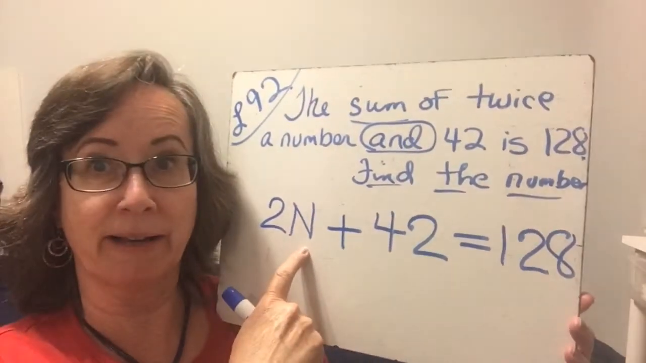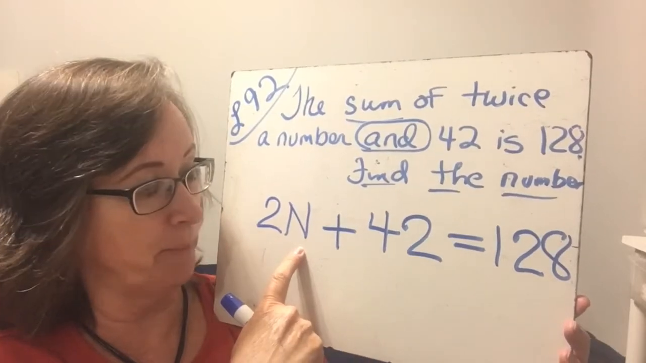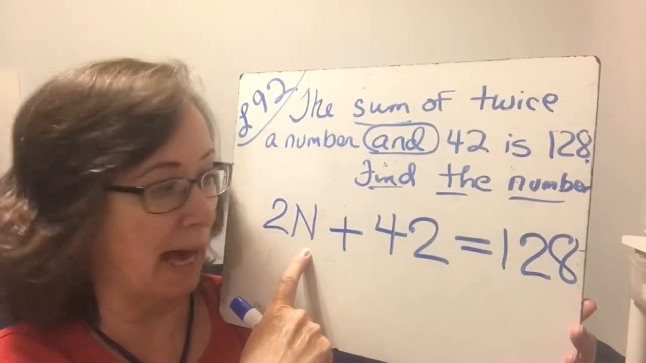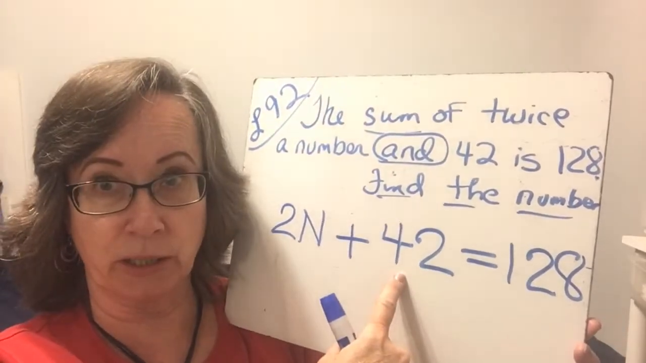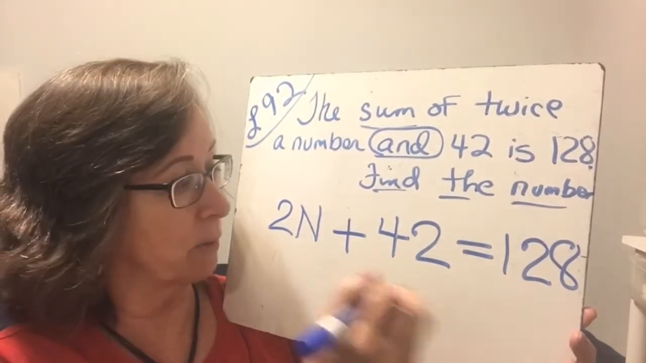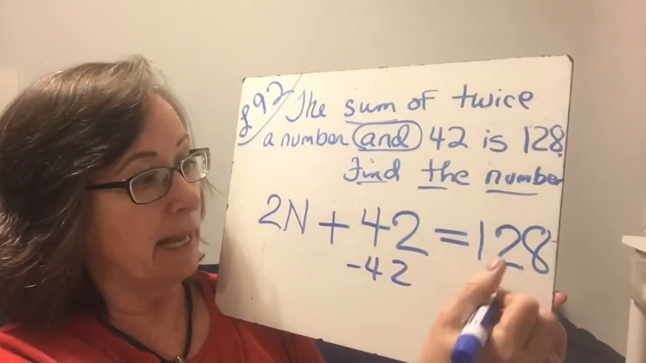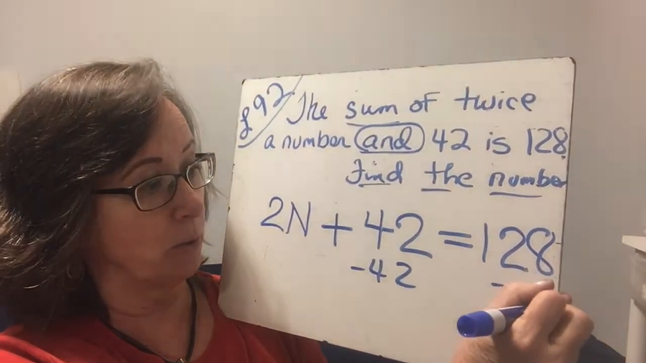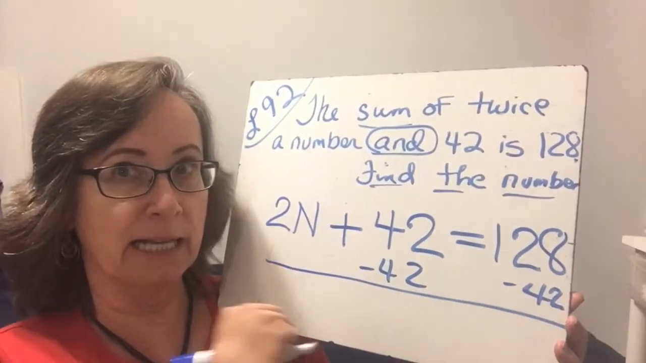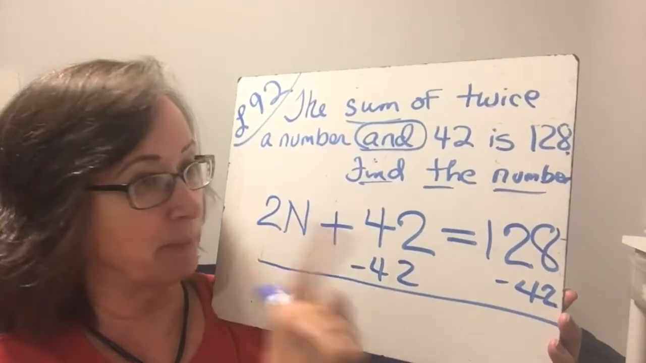So we're trying to find the n, which is the only variable. And in order to do that, we have to get this 42 on the other side. So we're going to subtract 42 from both sides. Remember, whatever I do to one side, I must do to the other.